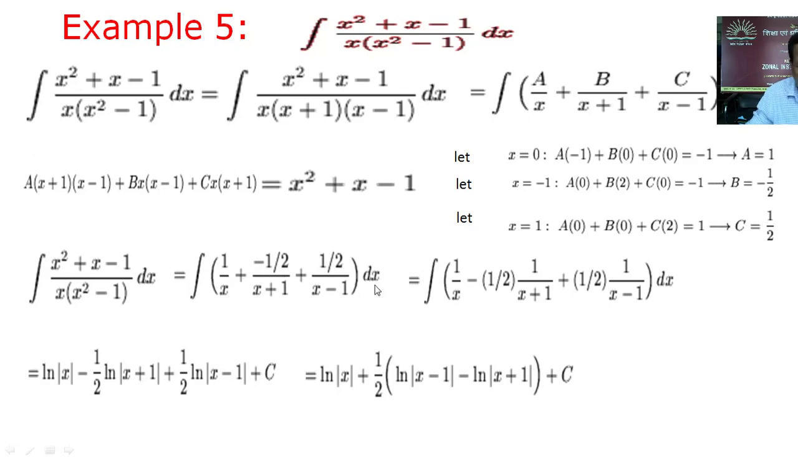Now applying term by term integration, integration of 1 by x is log x, minus 1 by 2 is taken out, integration of 1 by x plus 1 is log x plus 1, plus 1 by 2 is taken out, integral of 1 by x minus 1 is log x minus 1 plus constant. So it is log x plus 1 by 2 taken common, log x minus 1 minus log x plus 1 plus constant.